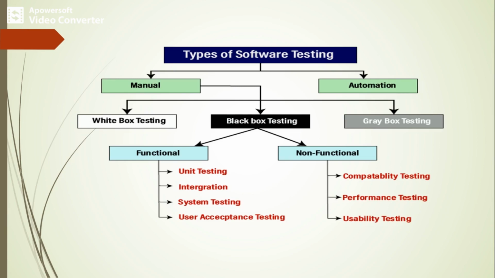Basically we split it into two techniques. One is that we are doing testing manually, and the second one is that we are using an automation tool to test the software or the product. But basically, testing is split into two categories: white box testing and black box testing. This black box testing once again comes under two types. One is functional testing, and the second one is non-functional testing.